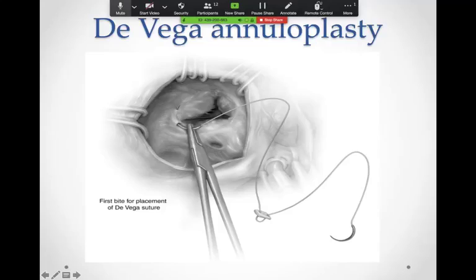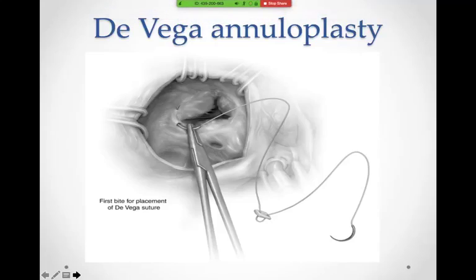Yeah, okay. So this image shows where we start the stitches, annular stitches. So we start from the anteroseptal commissure, avoiding the conduction bundle, and it is a pledgeted suture, the double arm. Can we go to the next slide?